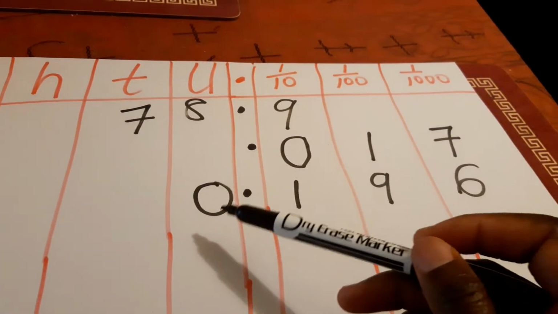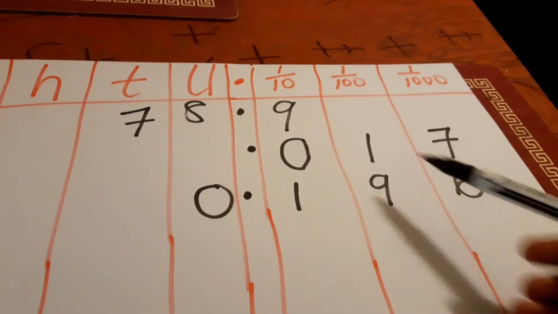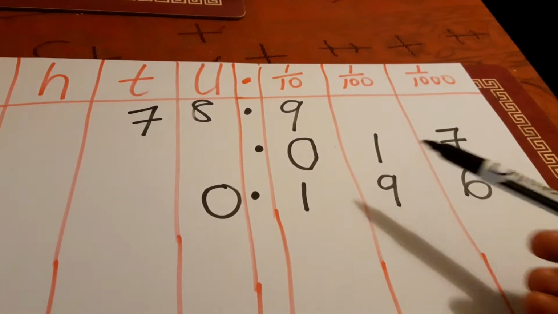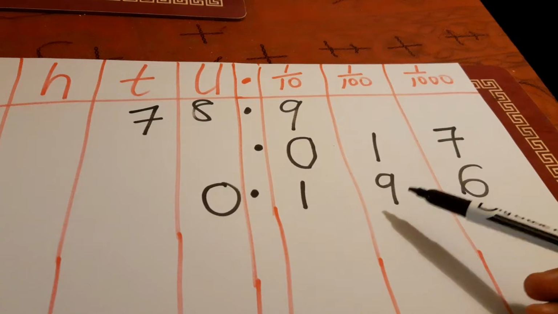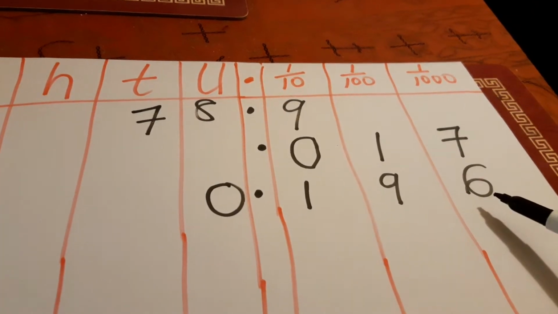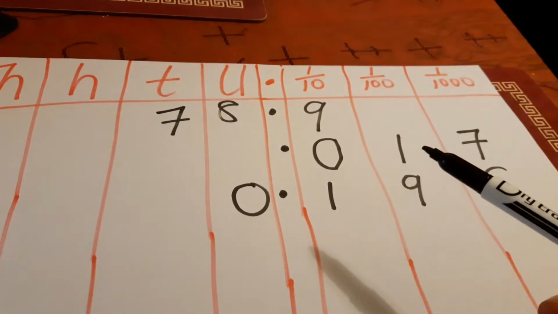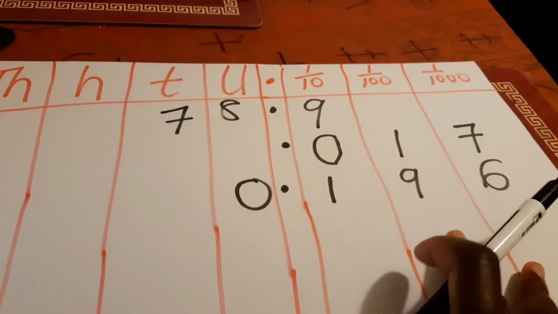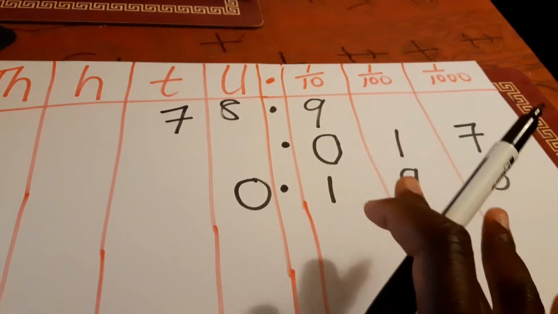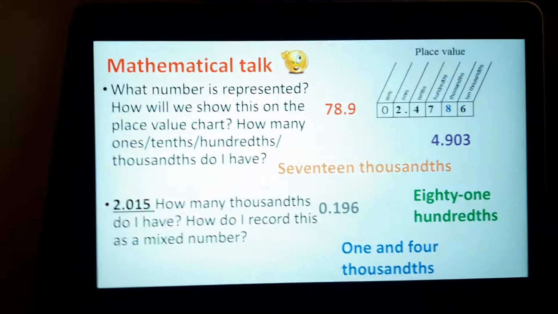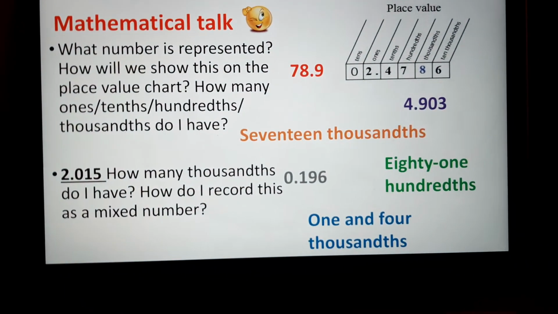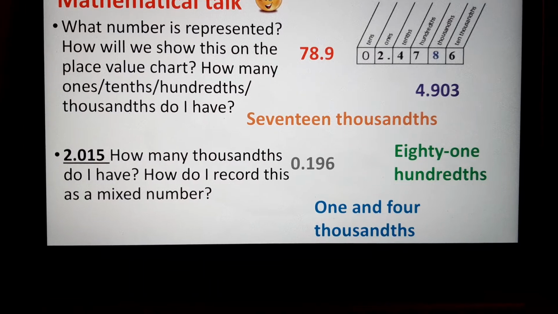And then the last one, 0.196. I've got 1 in the tenths column, 9 in the hundredths column, 6 in the thousandths column, and nothing in the units column. So you see how easy it is once you put the numbers in the place value grid. It's very easy to read, okay? So pause this video right now, and then you can fill in the rest for yourself.